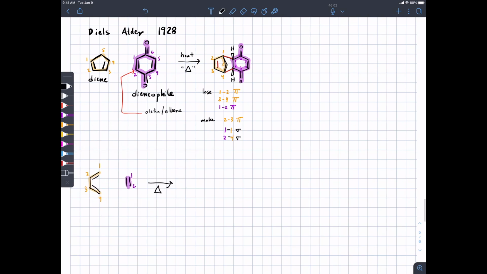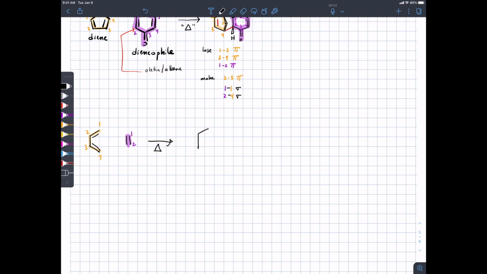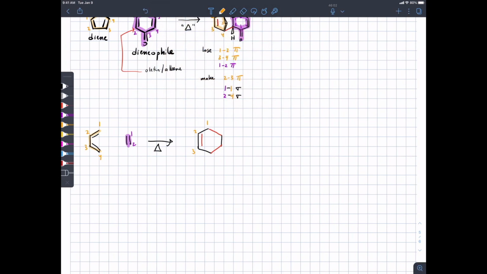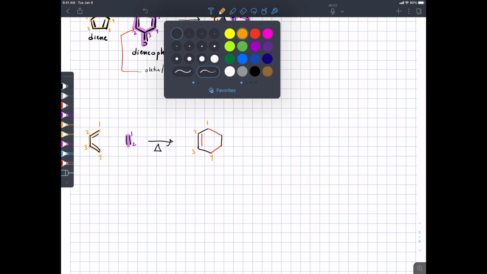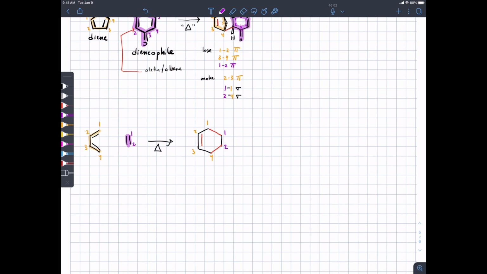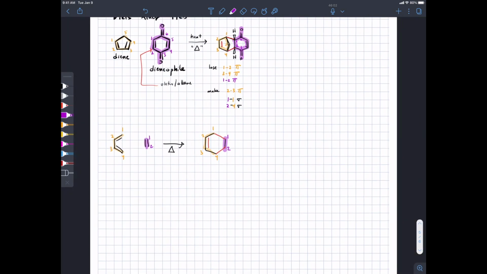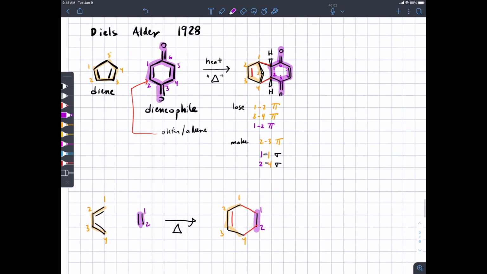And I want you to compare this simple example with what I showed you previously. Here's a new sigma bond, there's a new sigma bond, there's a new pi bond. 1, 2, 3, and 4 in orange. 1 and 2 in purple. Okay, does that maybe clarify just a little bit what went on above?